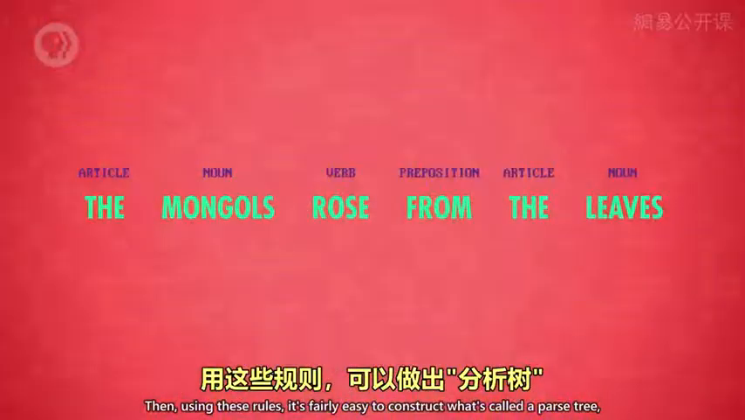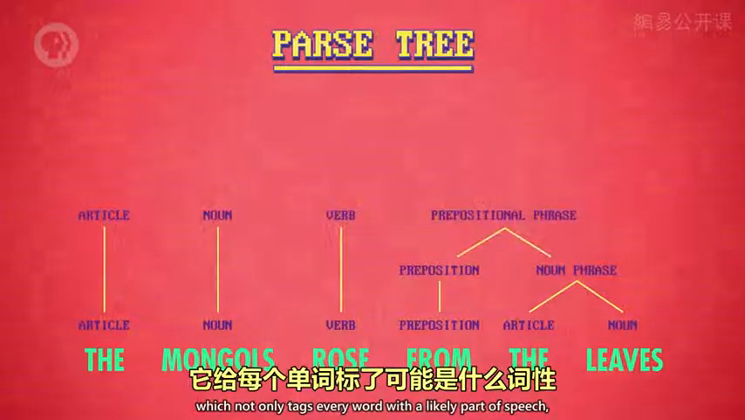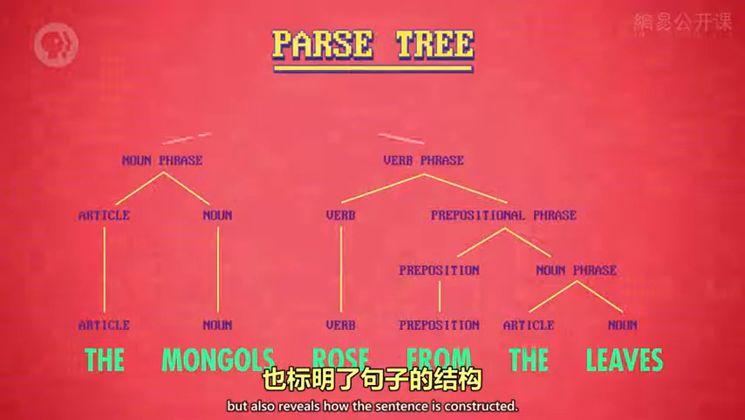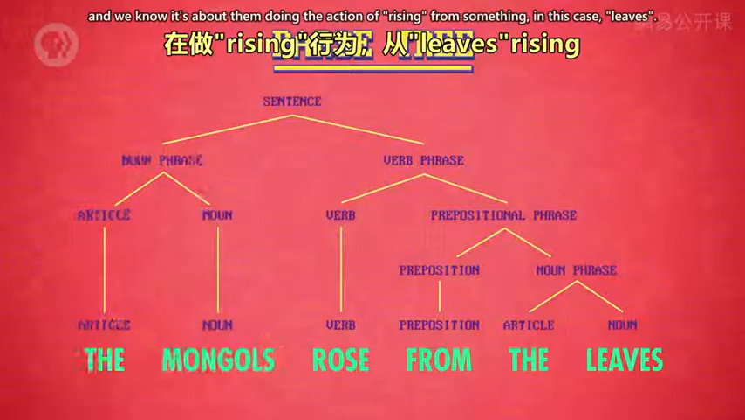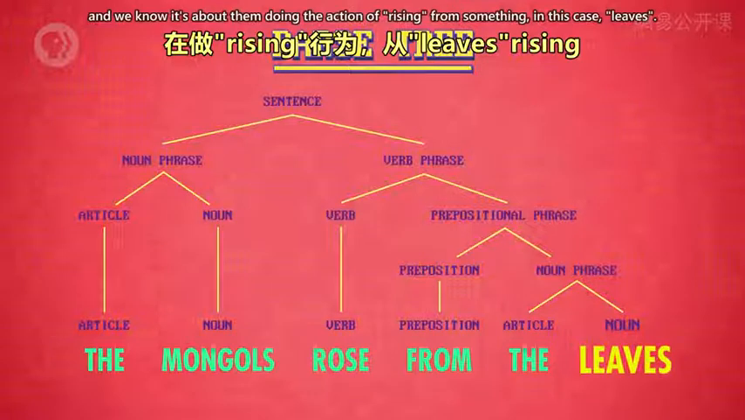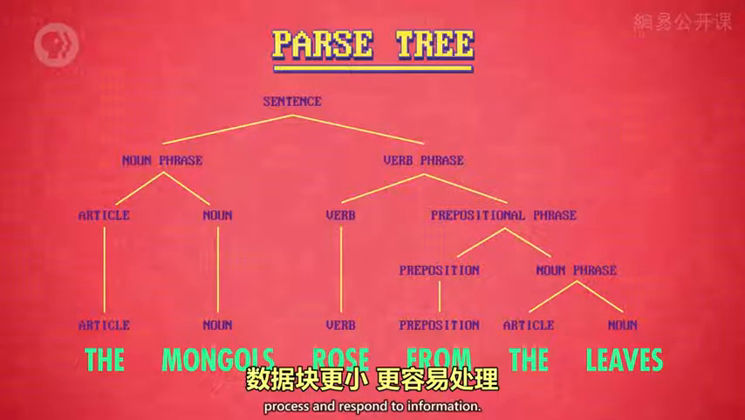Then, using these rules, it's fairly easy to construct what's called a parse tree, which not only tags every word with a likely part of speech, but also reveals how the sentence is constructed. We now know, for example, that the noun focus of this sentence is the Mongols, and we know it's about them doing the action of rising from something. In this case, leaves. These smaller chunks of data allow computers to more easily access, process, and respond to information.